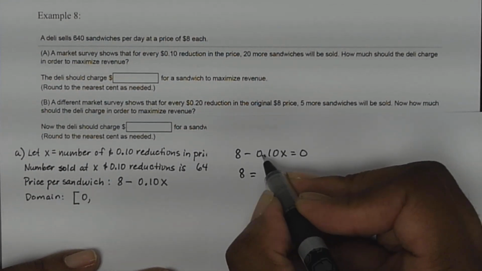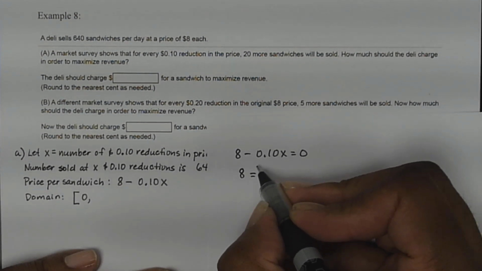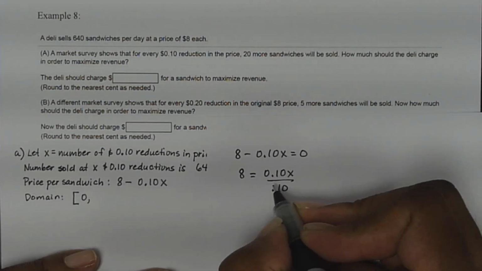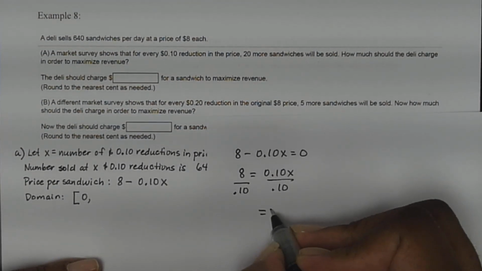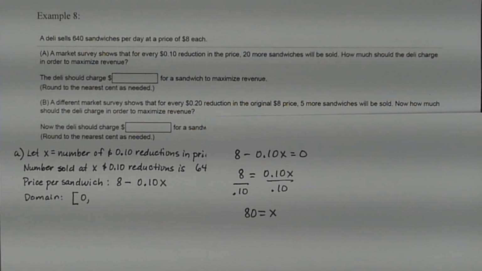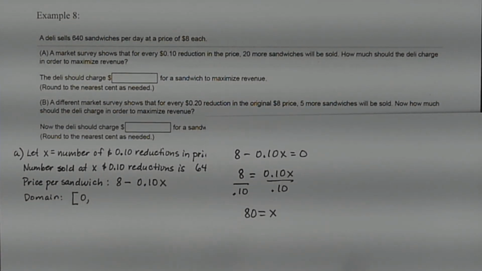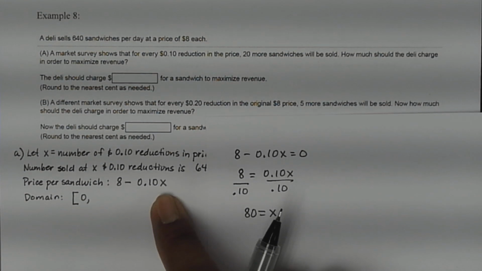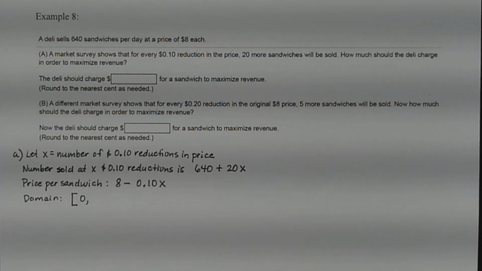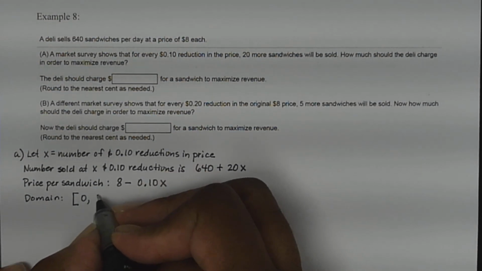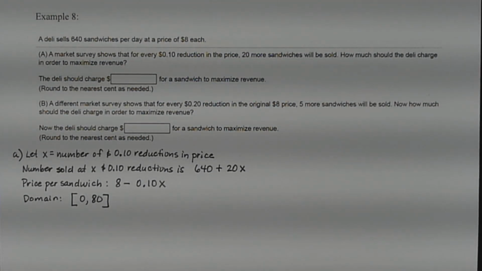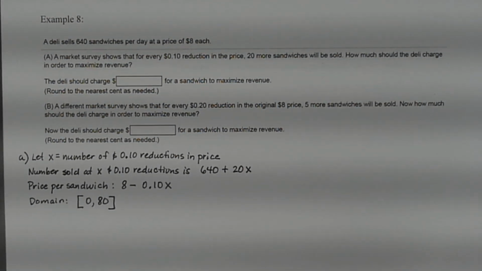that means 8 is equal to, now move that minus 0.10x over, it'll be 0.10x. Divide both sides by 0.10, and if you do this in the calculator, x will be 80, okay? And it has to be, because if it was bigger than 80, then the price would be negative, which we cannot have. So that means here, the domain will have to be from 0 up to 80. So our domain is restricted from 0 to 80, including those two endpoints.